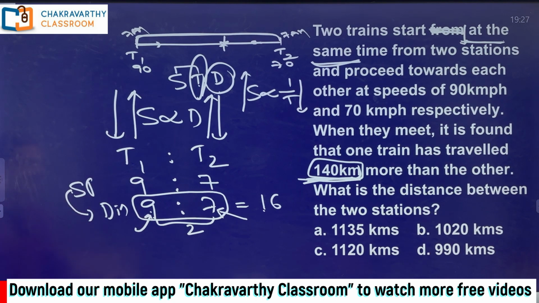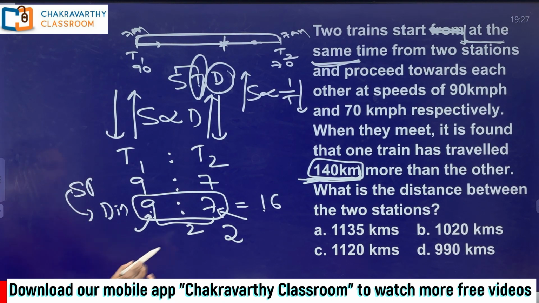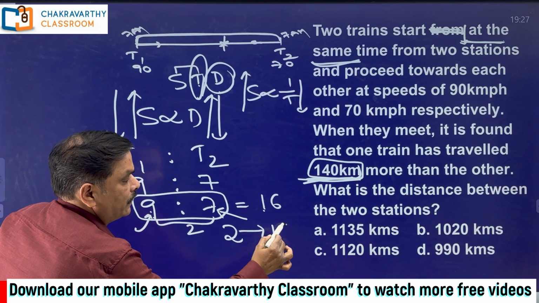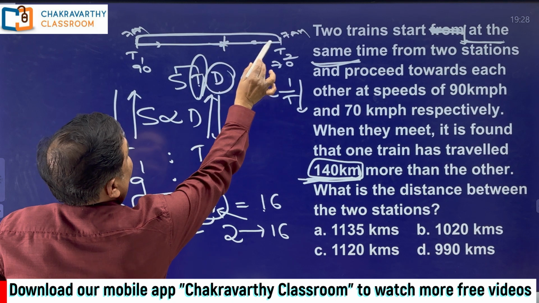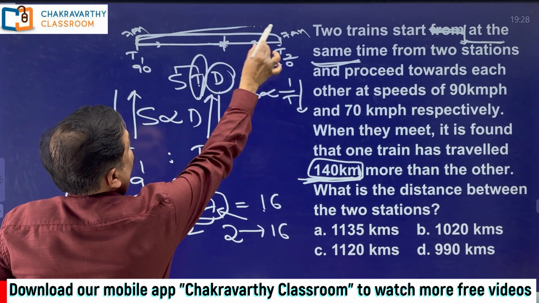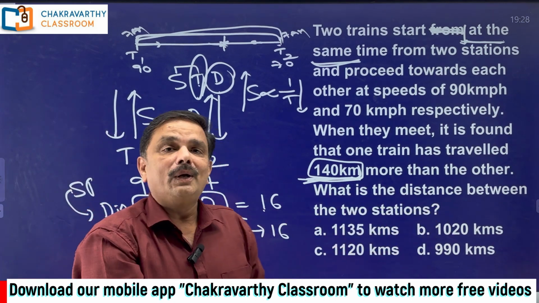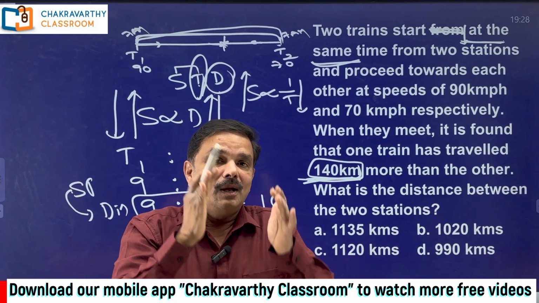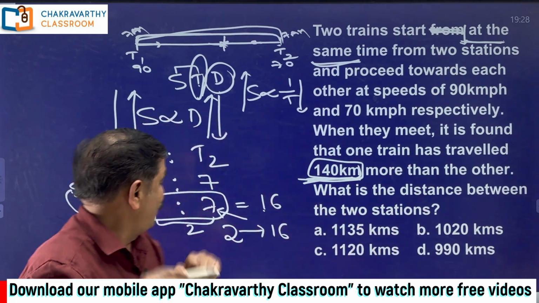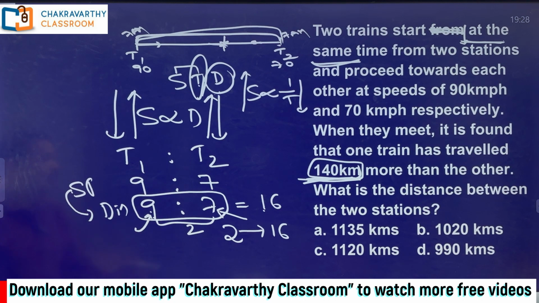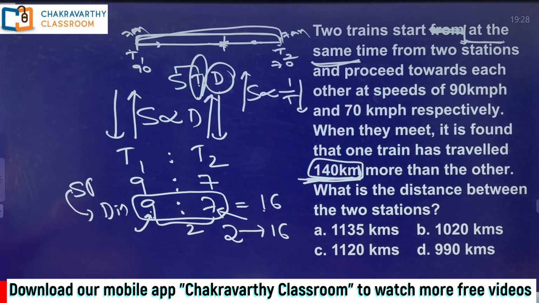What's the unitary method? Simple, students. If the difference is 2, my total distance is 16. Total distance is nothing but distance traveled by one train and the other one. That's what they exactly asked. What is the distance between two stations? That is nothing but total distance traveled by both the trains here, isn't it? Now, when the difference is 2, total distance is 16.